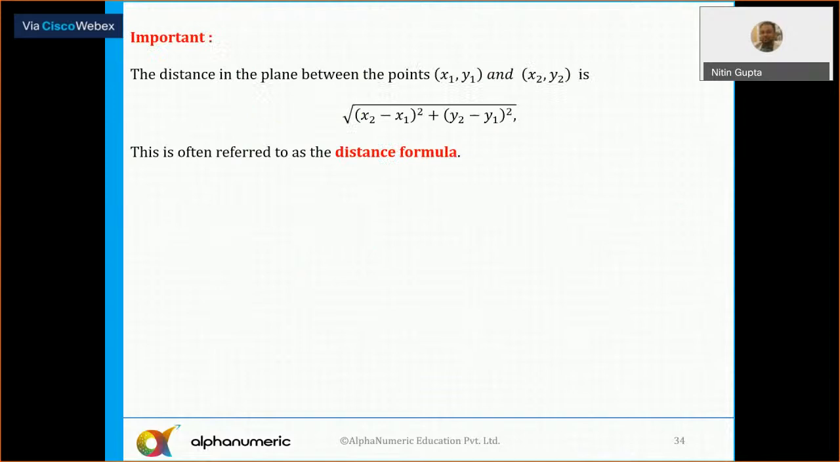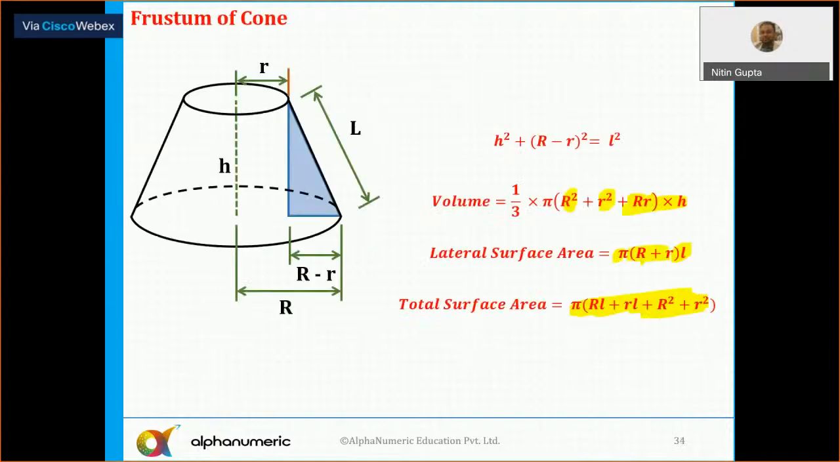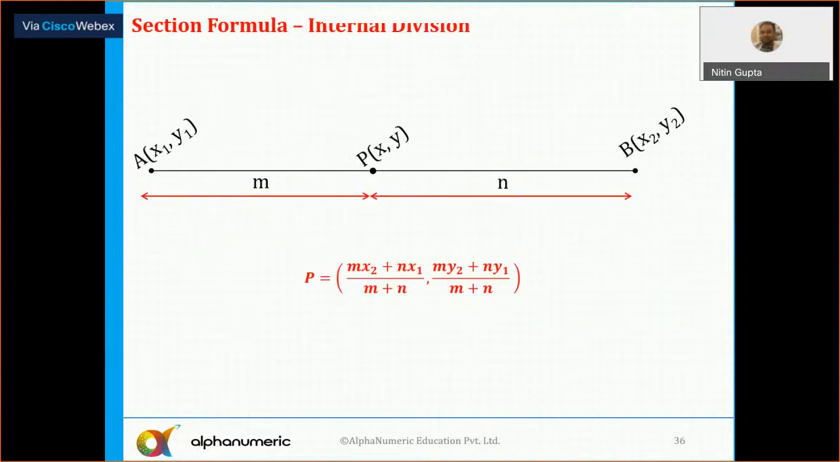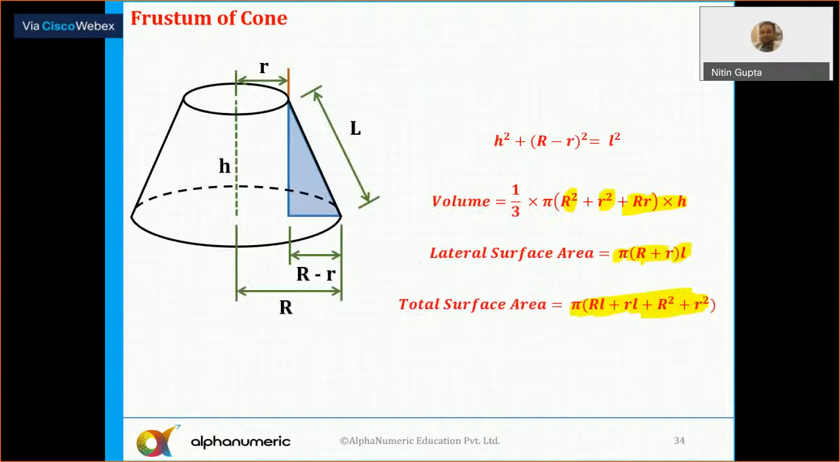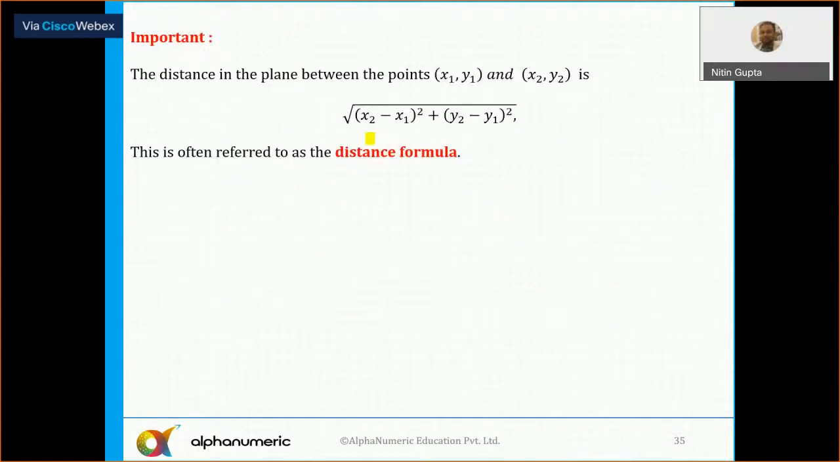Okay, next one. So these are in the case of mensuration; the formulas are very few. That's it. These are all the formulas in mensuration. Now let's move to coordinate geometry formulas. There are lots of formulas in coordinate geometry. So distance formula first.